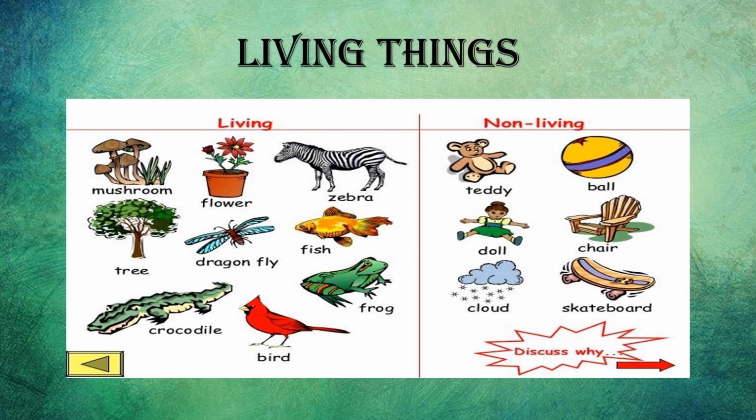Let us discuss about living and non-living things. Things which can grow, move, breathe and reproduce are called living things. Examples of living things are human beings, animals and plants. Things which cannot grow, move, breathe and reproduce are called non-living things. They do not have any kind of life in them. Examples of non-living things are rocks, water, bucket, etc.